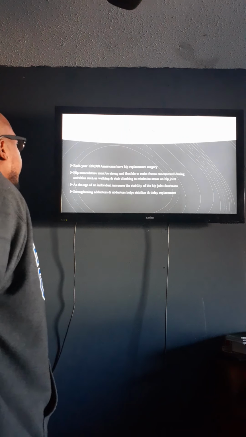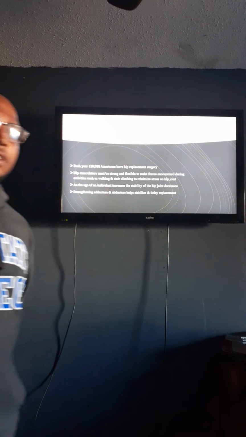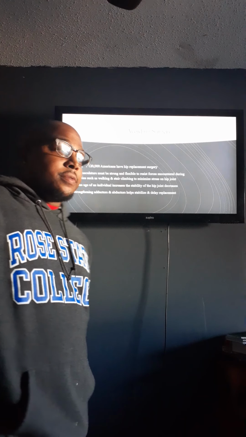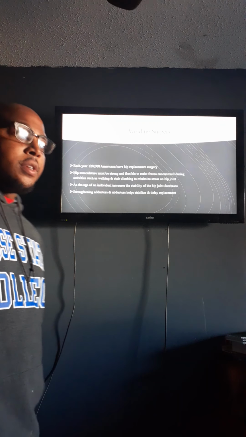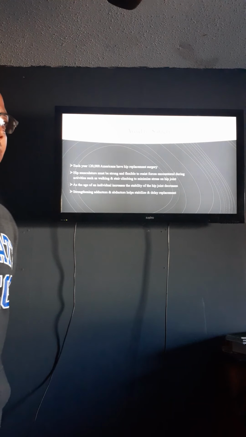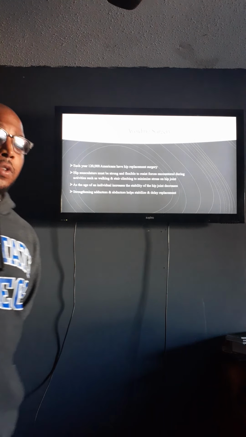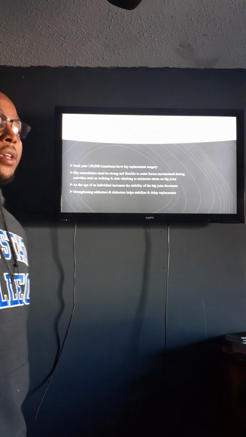All right, so each year, 120,000 Americans have hip replacement surgery. The hip musculature must be strong and flexible to resist forces encountered during activities such as walking and stair climbing to minimize stress on the hip joint, right? Like I said, as your hip goes, you go. You do a lot of walking, you do a lot of climbing, you do a lot of running if you want to be active. You cannot be active if you have a weak hip.